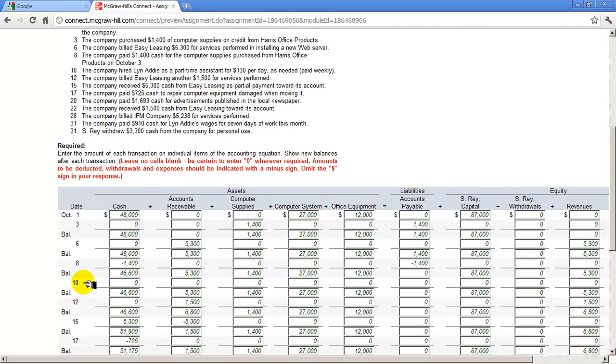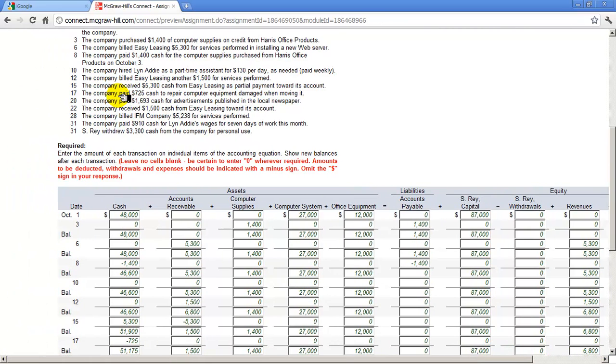Now on the 10th, the company hired Lynn Addy as a part-time assistant for $130 per day as needed, paid weekly. Alright, so you take $130 a day, and you want to, let's see, it looks like just on the 10th. Well, it looks like nothing goes on there because they don't tell us anything about what's going on with that, so it looks like you don't do anything yet with that.